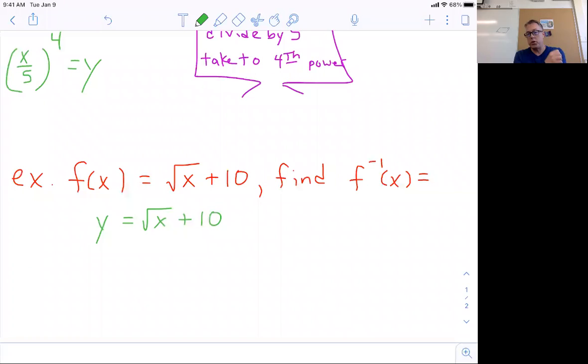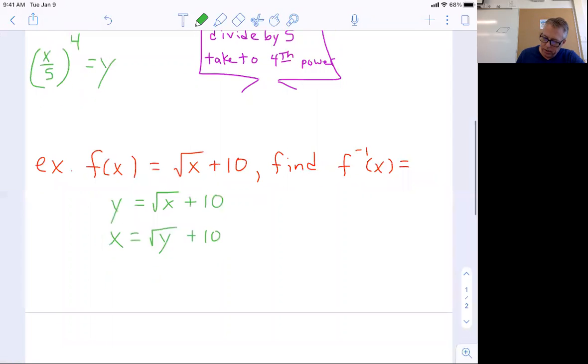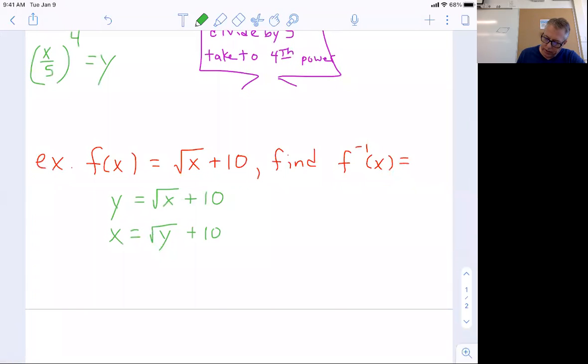Then I'm going to switch the x and y. So I just switched those. So x equals the square root of y plus 10. And now I need to solve that for y. So first thing I got to do is subtract that to the other side. So I get x minus 10 is equal to the square root of y.